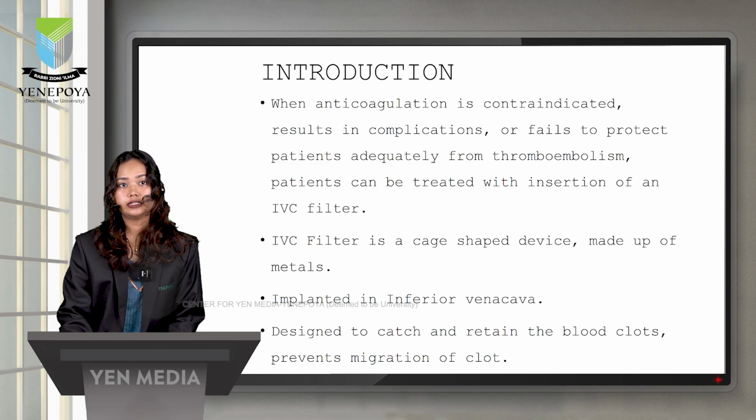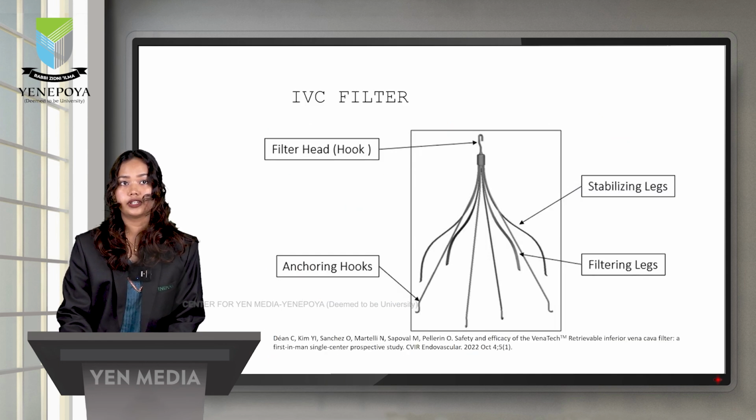So coming to the IVC filter, it is a cage-shaped device which is made up of metal. It is implanted in the inferior vena cava, designed in such a way that it could catch and retain the clot, and it also helps in preventing the blood clot from migrating to different parts of the body. This is a figure of an IVC filter which shows the different parts of the filter. So we have a filter head or a hook, and a stabilizing leg or a filtering leg, also known as primary and secondary filters, and then we have an anchoring hook. This anchoring hook mainly helps with the fixation of the device.